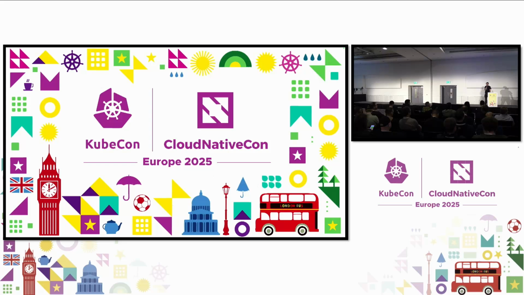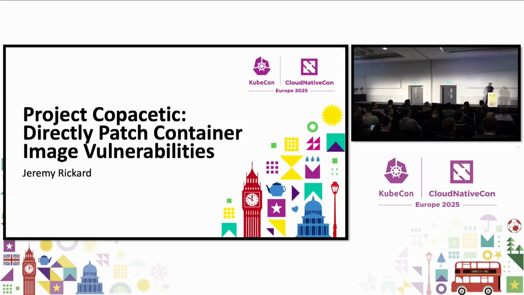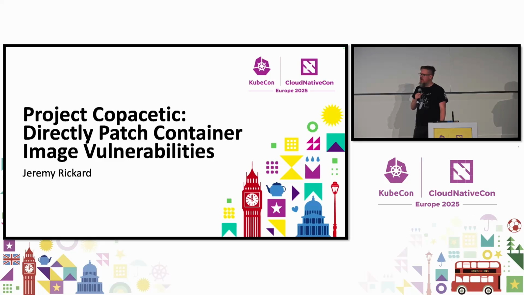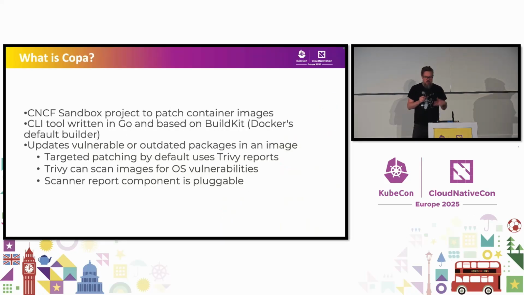All right. So Copacetic is a tool to directly patch vulnerabilities in container images. How does it do that? Well, it does that by being a Buildkit-based CLI tool that knows how to interpret scanner results, so something like Trivy or Grype, identify vulnerable packages within those reports, use the package managers for the underlying distribution for the container, generate a new patch layer and apply that on top of the existing container. And it can do this without actually having the tooling in the container. So if you have a distroless container, for example, Copa is actually able to patch that.